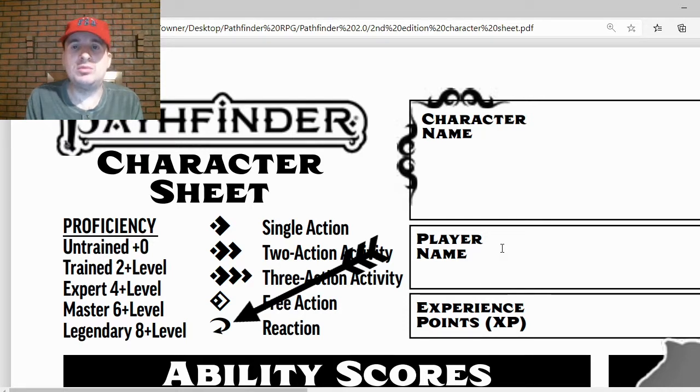For example, to use the Glimpse of Redemption reaction from the champion, a foe must hit an ally, and that ally and the foe must be within 15 feet of you.